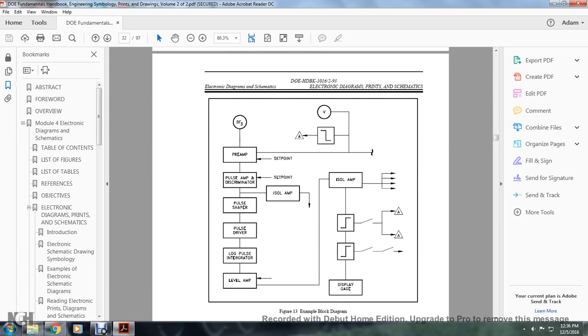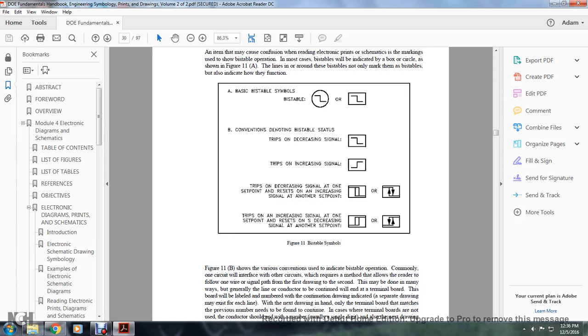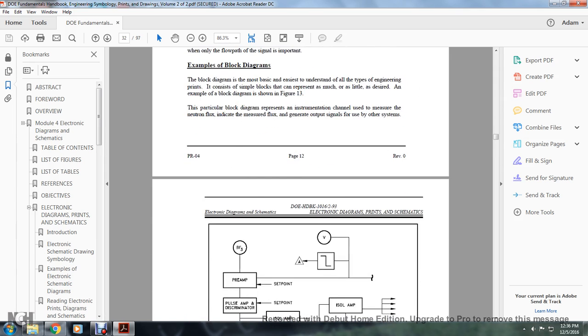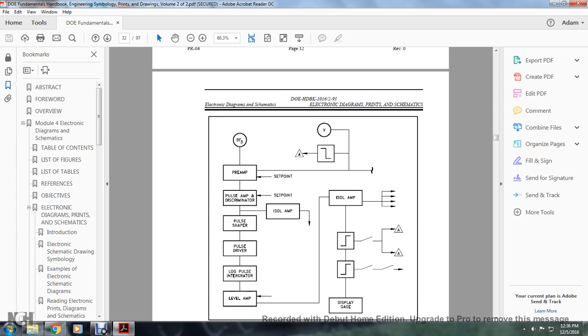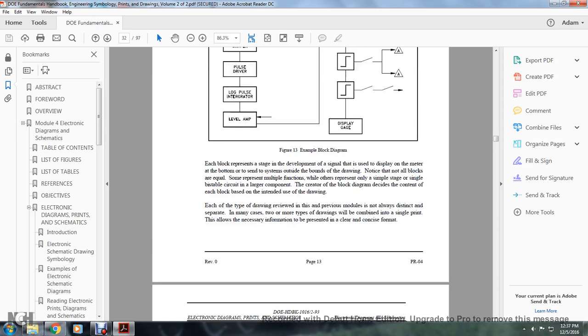Move on to the isol amp, which has two different conventional bistable statuses. Trips on increasing to two delta amps, and also from the preamp, you go through a, I don't know, voltmeter. Each block represents a single function, a single output used with the display with the meter at the bottom of the system, outside of the bounds of the drawing.